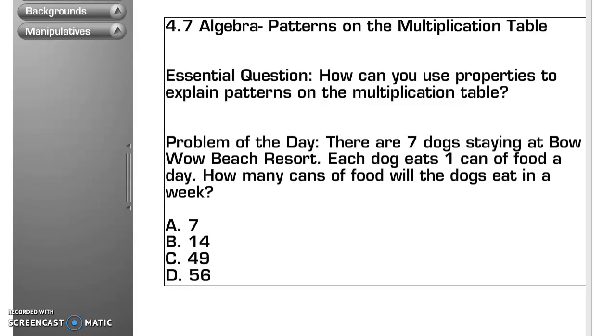Today is lesson 4.7, Algebra, Patterns on the Multiplication Table. Our essential question is, how can you use properties to explain patterns on the multiplication table?